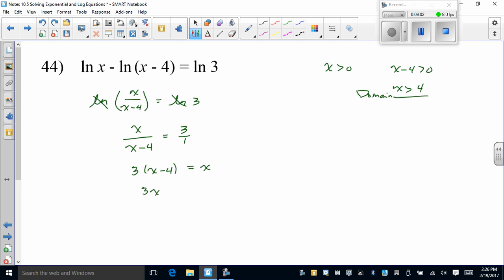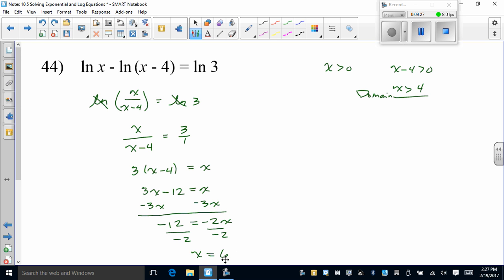Because I only have x here, I'll move the 3x over. Subtract 3x, subtract 3x. I get negative 12 equals negative 2x. Divide by negative 2, divide by negative 2, and we get x equals 6. And since it's greater than 4, it is a good answer.